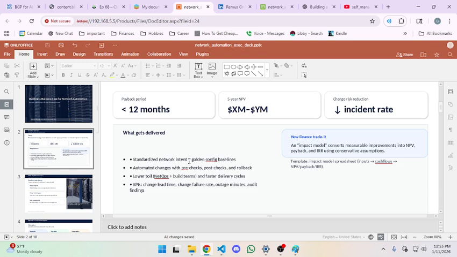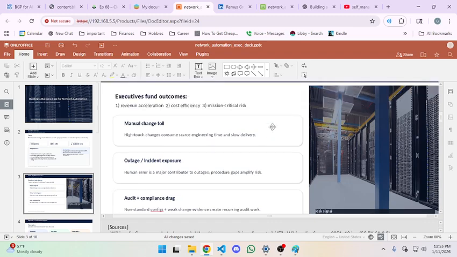How finance tracks it: an impact model converts measurable improvements into NPV. I don't know what that is. Net present value, payback, and IRR. I don't know what that is. Using conservative assumptions. Template impact model spreadsheet input/cash flows, NPV, payback, IRR, internal revenue something. I don't know.